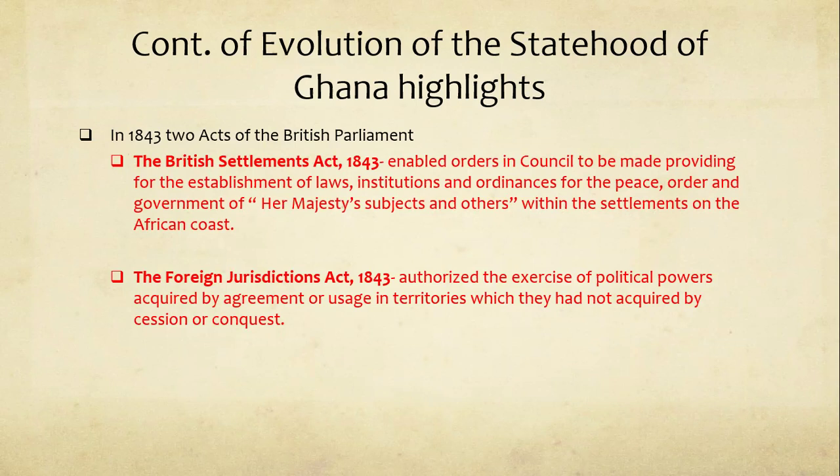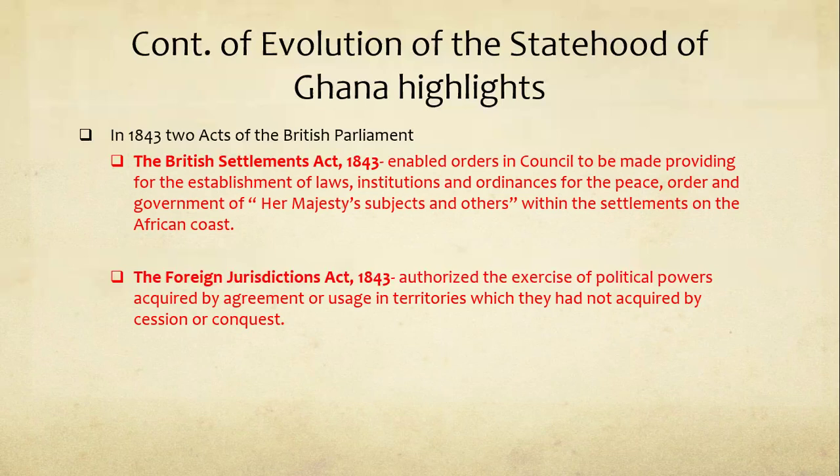So the Select Committee of the House of Commons made two major recommendations. One, that the British government should resume direct control of the British interests. And two, the position should be regularized through the signing of treaties of friendship with the aggrieved chiefs. Now, as a result of the report of the Select Committee in 1843, two pieces of legislation were passed by the British government. That's the British Settlements Act of 1843, and then the Foreign Jurisdiction Act of 1843.